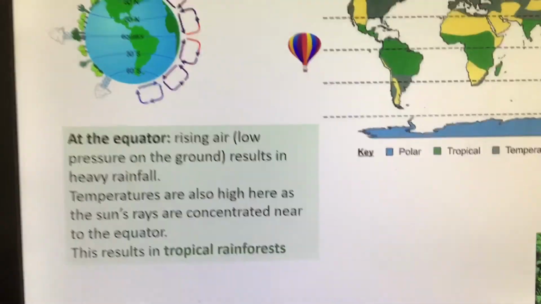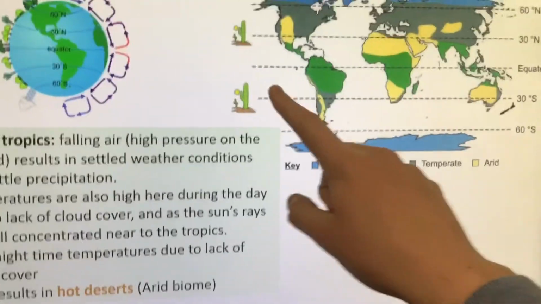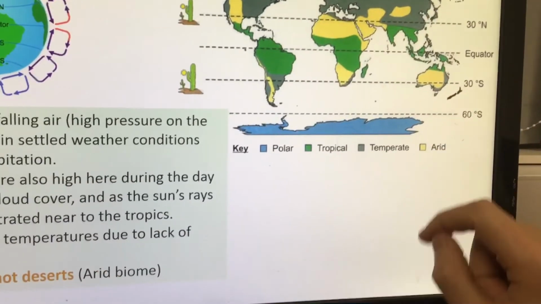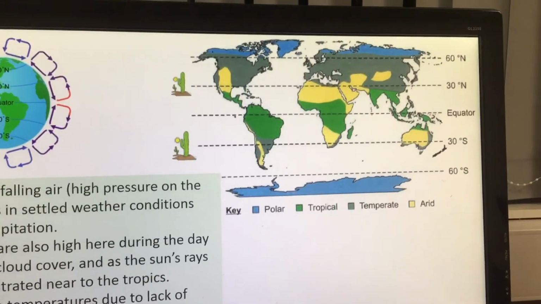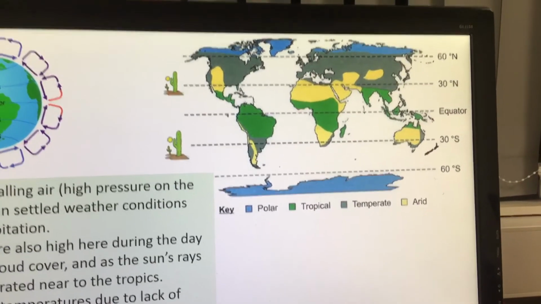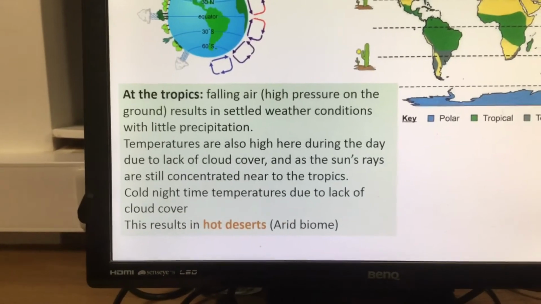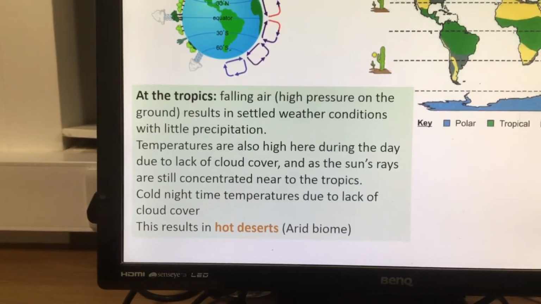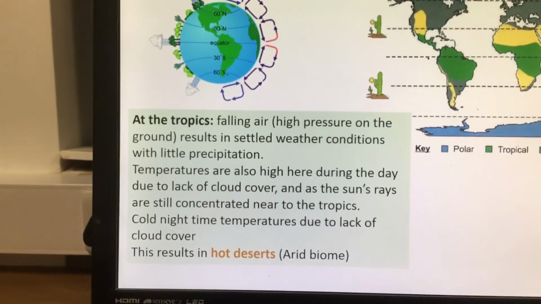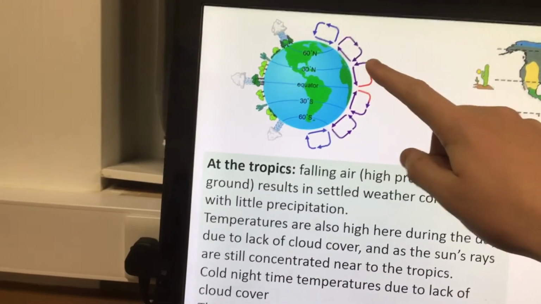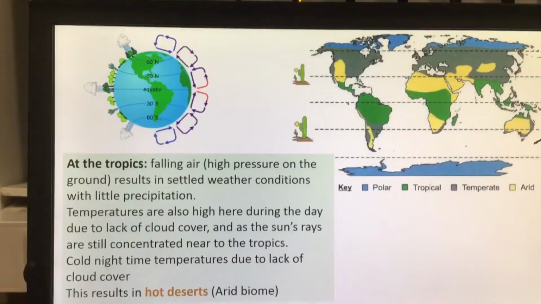Now secondly, at the tropics, we tend to get deserts, or the arid climatic zone. So I'd be saying that deserts tend to be found close to the tropics at 30 degrees north and 30 degrees south. Now the reason this is the case is because at the tropics you've got falling air, and that's because the air that has risen up at the equator has now looped back round. It's now cooled down and it's now falling at about 30 degrees north and south.